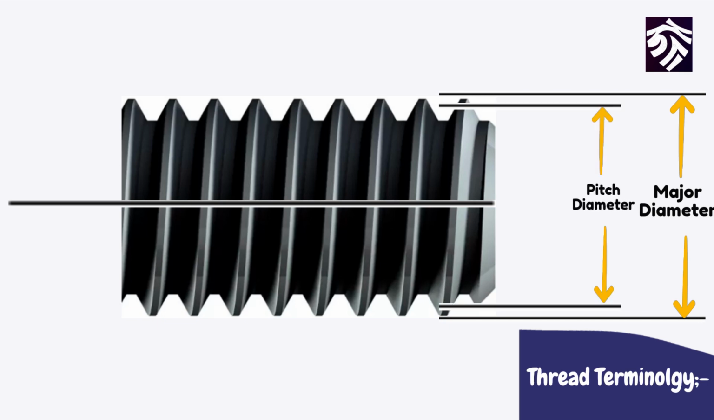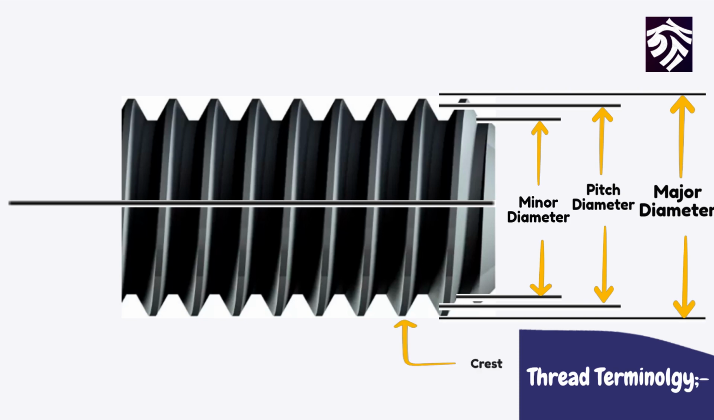Pitch diameter. Pitch diameter is the simple effective diameter of screw thread, approximately halfway between the major and minor diameters. Minor diameter. It is the diameter of an imaginary coaxial cylinder, which bounds the roots of an external thread, or the crests of an internal thread.